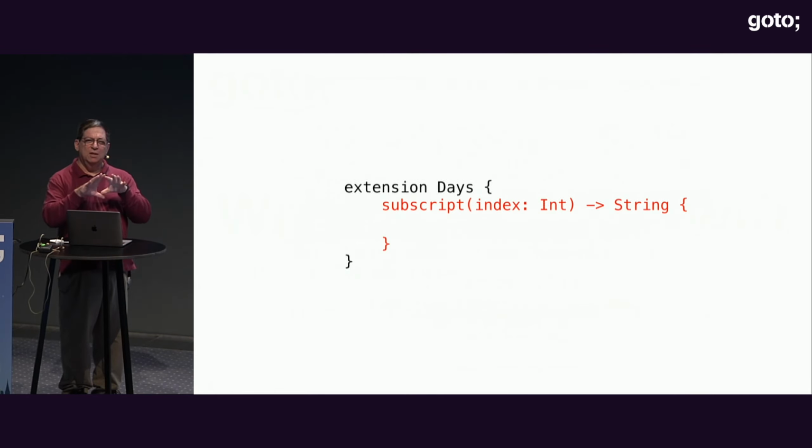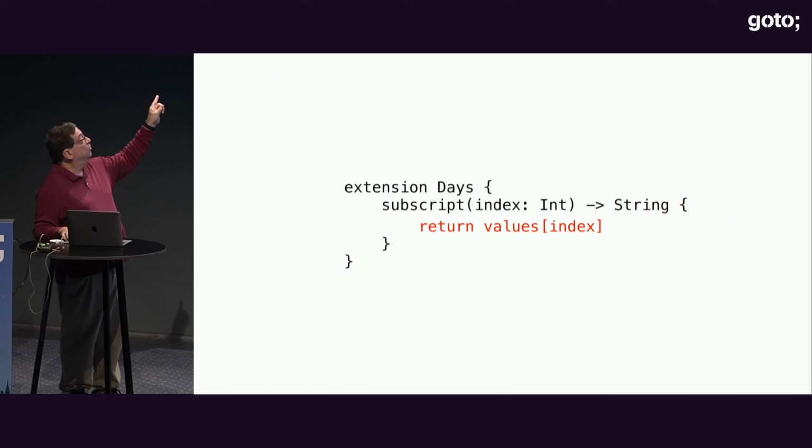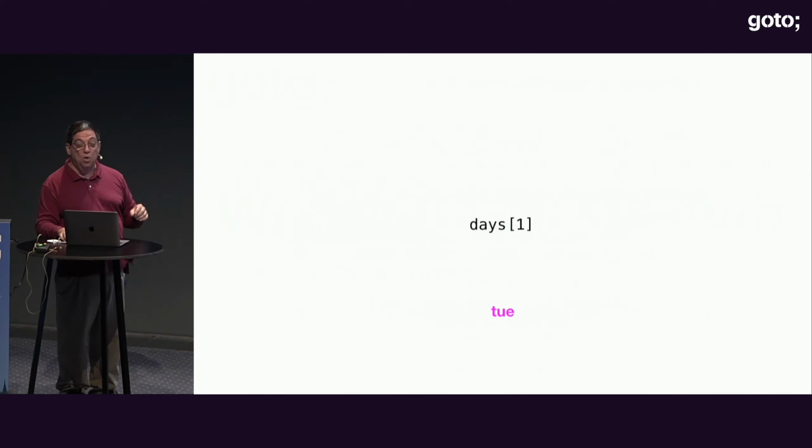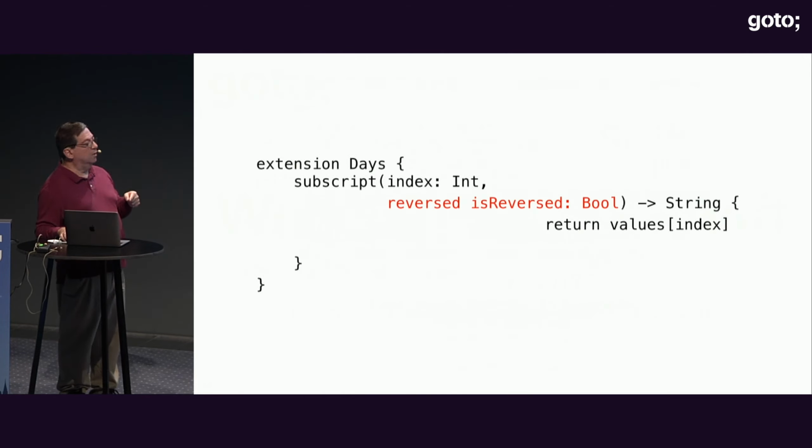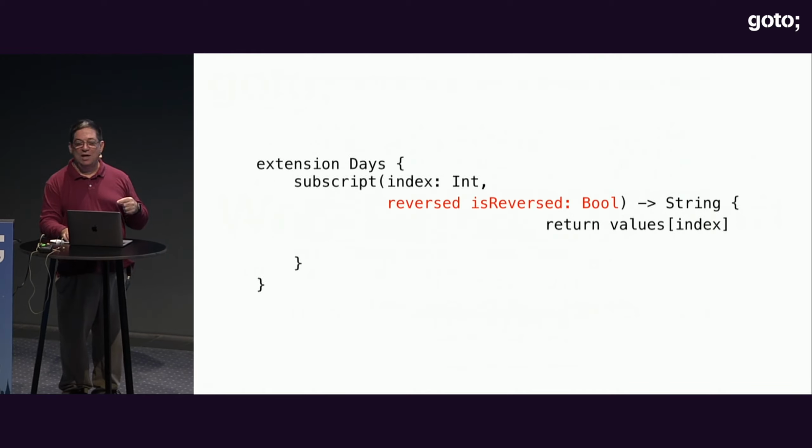Now, with subscripts, we mainly think of getting the element at that index. And so if you tell me days 2, then I'll get the third element of that array, if my subscript says reach inside and return the value at that index. So days 1 is Tuesday. But you can have other parameters in your subscript. So I don't know if you guys are doing this, but this is kind of clever.